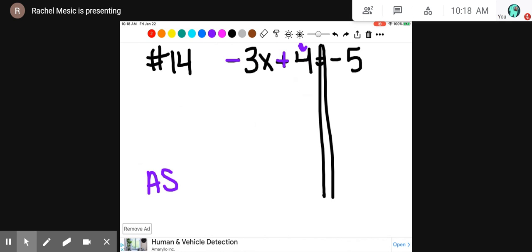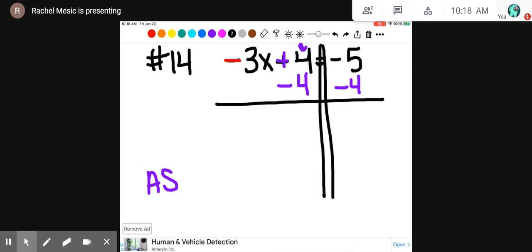So this sign in front is really a negative, and we're going to use the addition and do the inverse, which is subtraction, and use that 4 because we want to get rid of the integer, and the integer does not have a variable. So we're going to subtract the 4 on both sides.